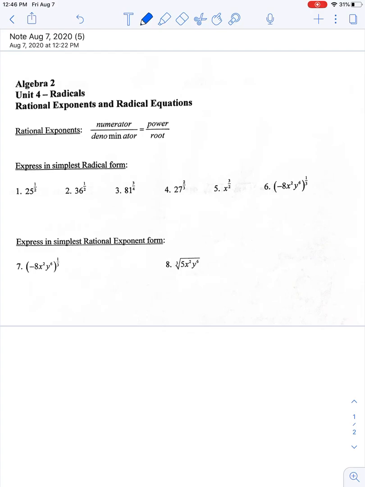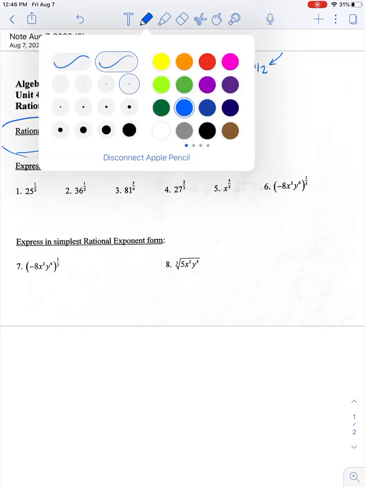This lesson or quick video is about writing roots as powers. So if I gave you 40 to the 1/2, you can see this right here, rational exponents. Rational just means it's a fraction. So you have a fraction as an exponent. The numerator is the power and the denominator is the root.